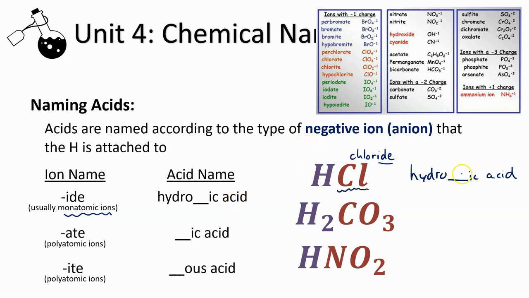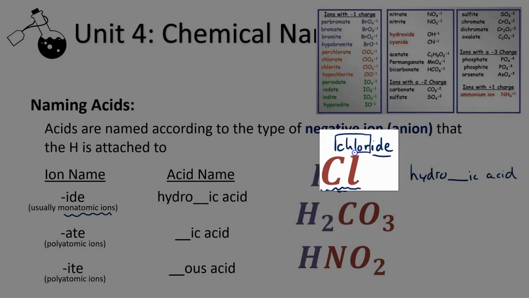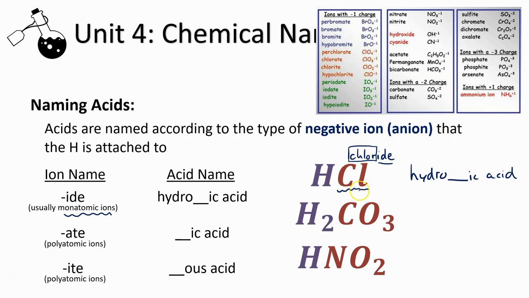The last part of the puzzle is that blank spot, which is often called a root word. The root word comes from the ion name itself. Because Cl is called chloride, it has the root word chlor. So we will plug in chlor into that blank spot to come up with the official acid name of hydrochloric acid. Let's do another one with H2CO3.